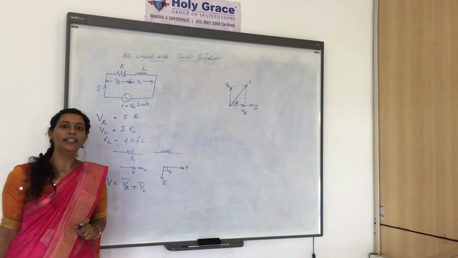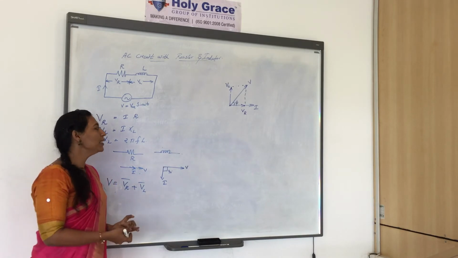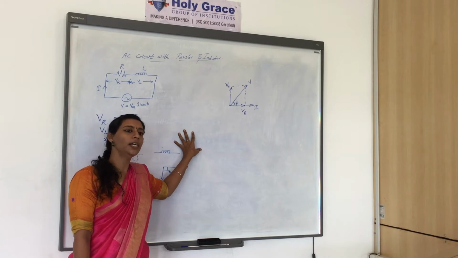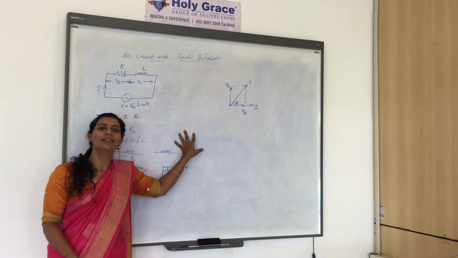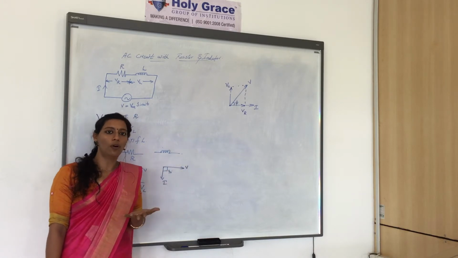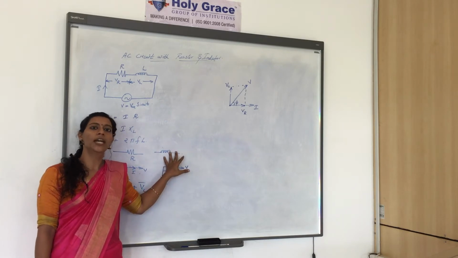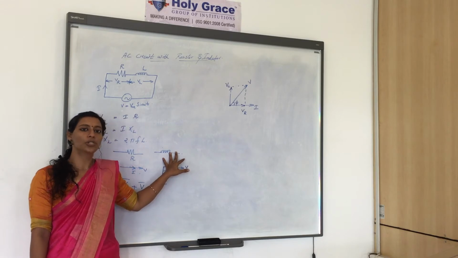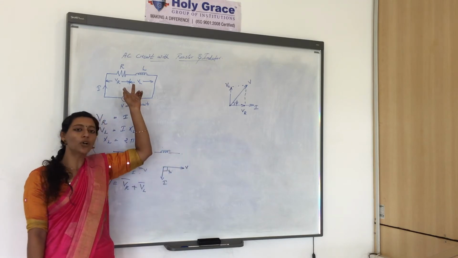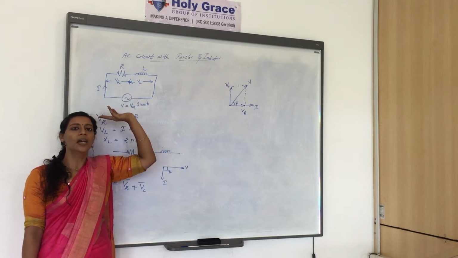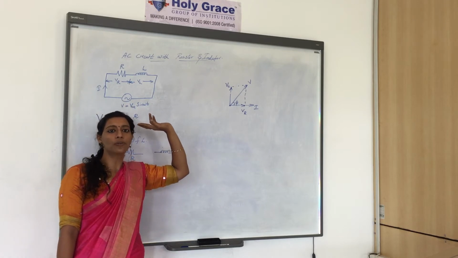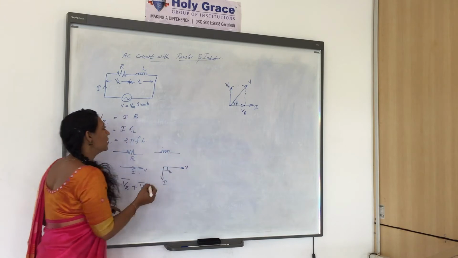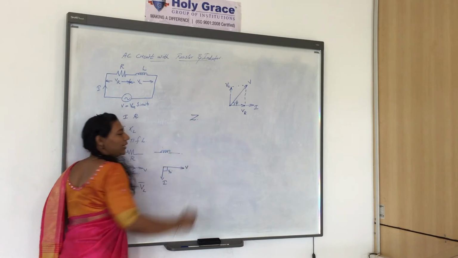Next, we have to find the value of impedance. Impedance is the opposition to the flow of current. In case of a pure resistor circuit, the resistance is the opposition to the flow of current. In case of inductive and capacitive circuits, reactance is the opposition to the flow of current. Here, there is a combination of the elements. Hence, the opposition to the current is known as impedance, noted as Z.